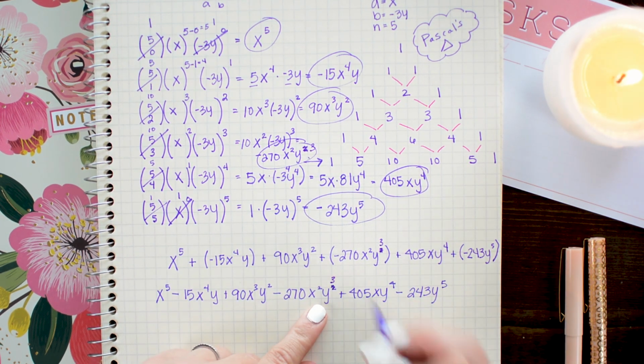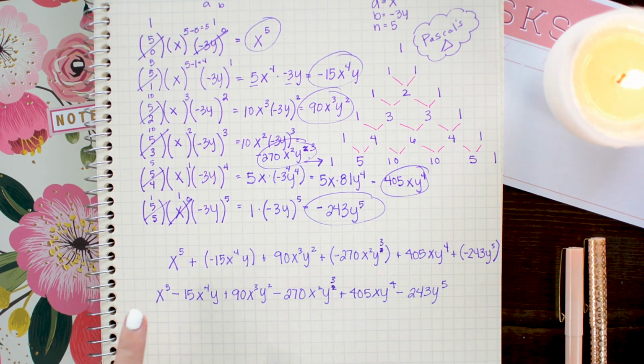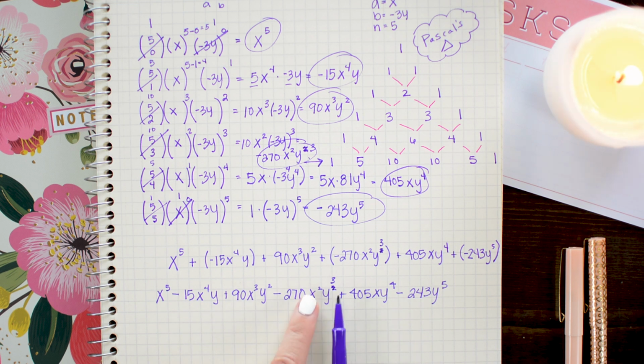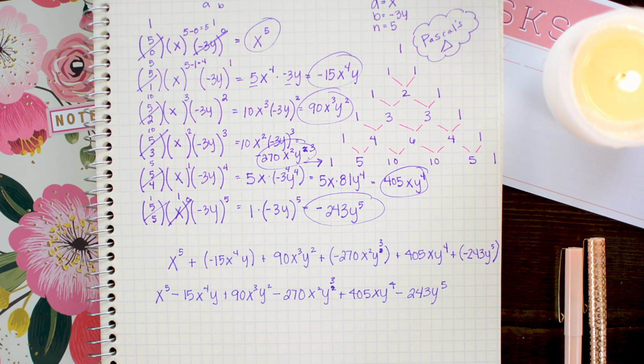Let's fix that. All right, so now checking it, I have 5, 4 and 1, 3 and 2, 2 and 3, 1 and 4, and 5. Looks like it all checks out.